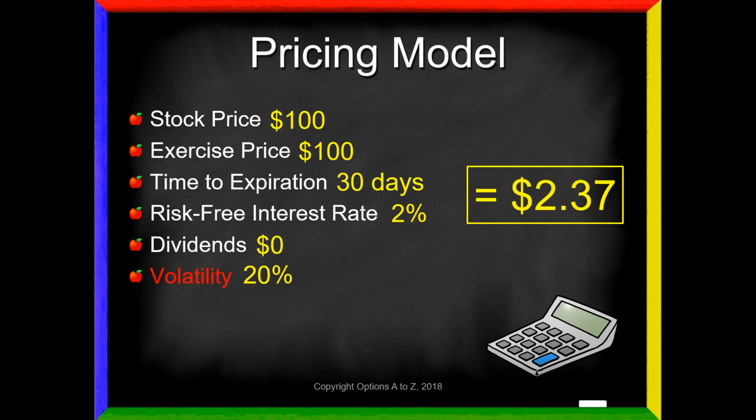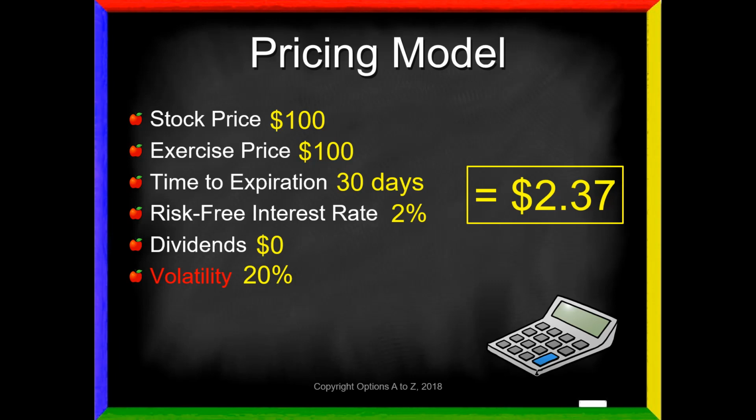So again, what this means is that if I paid $2.37 for hundreds or thousands of options just like this, I would be expected to just break even in the long run. That's not counting commissions. That's just by paying $2.37. If I was the seller of the option and I received $2.37 hundreds or thousands of times under these exact conditions, I would just break even.